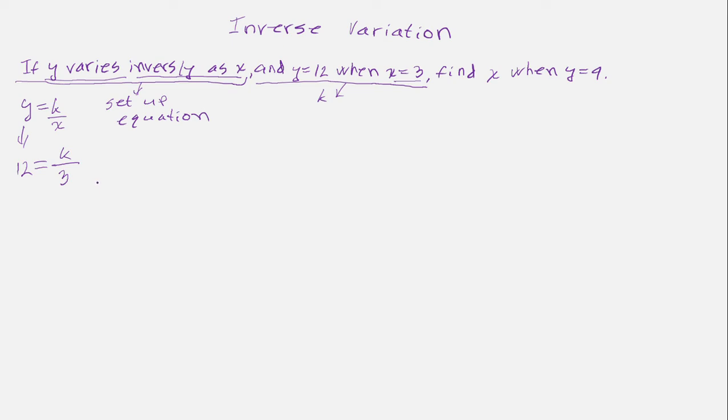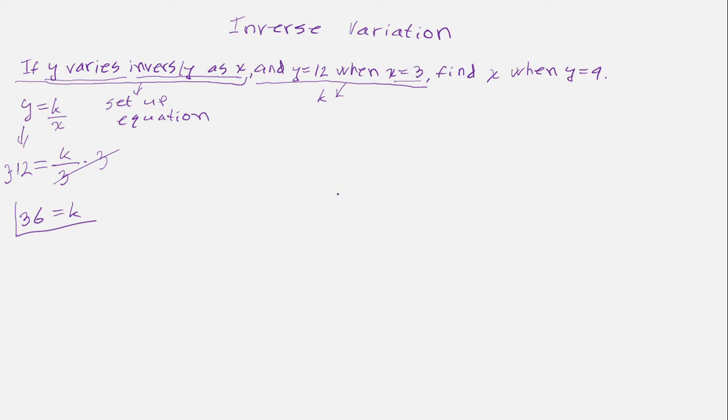Now we need to solve for k. Well, what we need to do is multiply both sides by 3. So 3 goes away. 3 times 12 is 36. So that is our k.